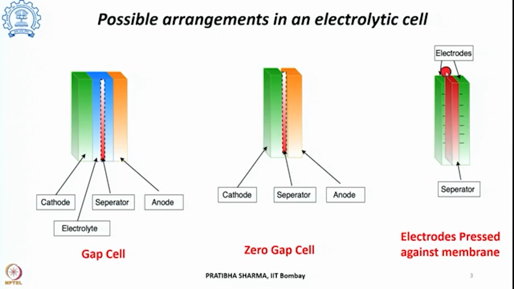There is a third concept which is primarily for polymer electrolyte membrane based electrolyzers, where the separator is a membrane, and this membrane selectively allows the ions to pass through. This membrane on both of its surfaces has porous electrocatalytic layers, and then it is pressed across the current collectors. In this arrangement we can achieve higher current densities and higher efficiencies. So, these are the three possible arrangements of the various components of an electrolytic cell.